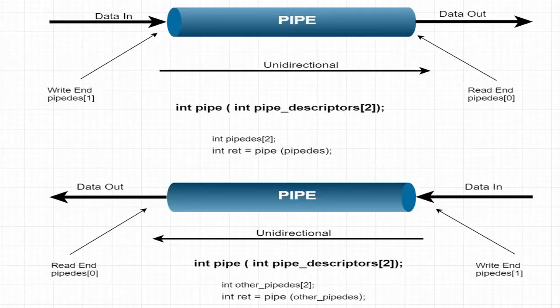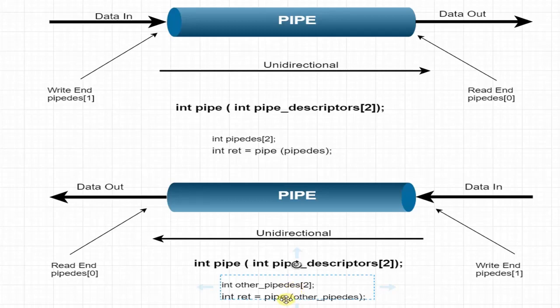Now, in order to achieve bidirectional data flow using pipes, we need to create another pipe so that the data flows in the other direction as well. We do this by creating another set of pipe descriptors. Here we are creating an array of two integers called the other pipe descriptors, which are initialized by the pipe system call.